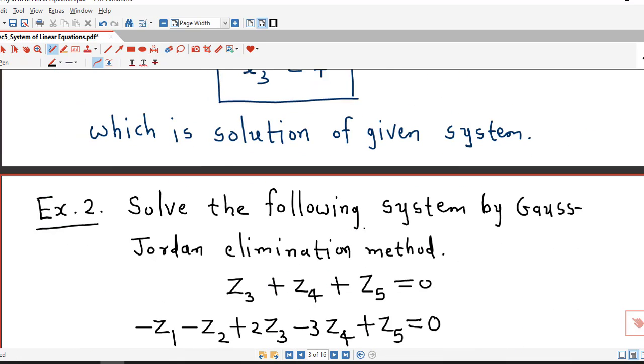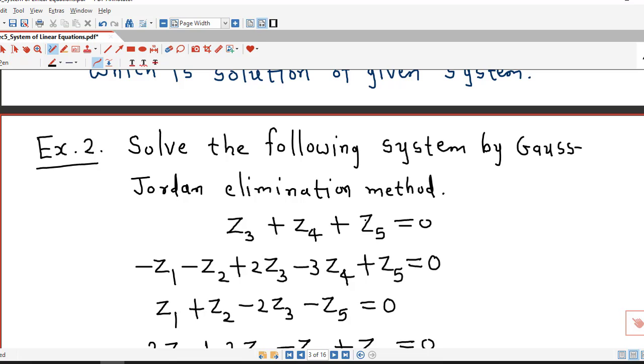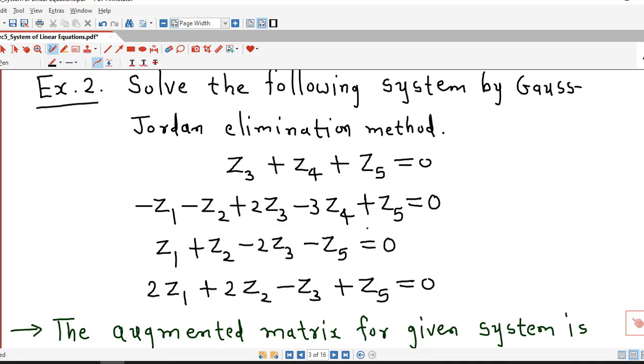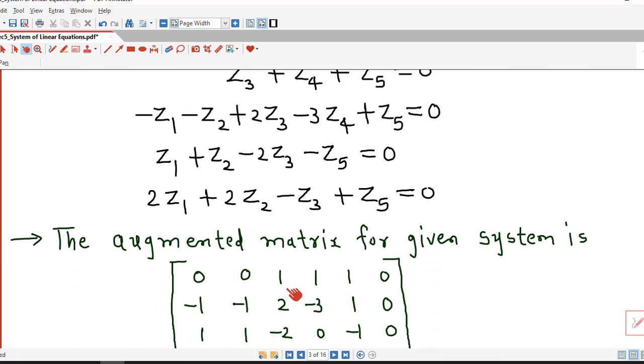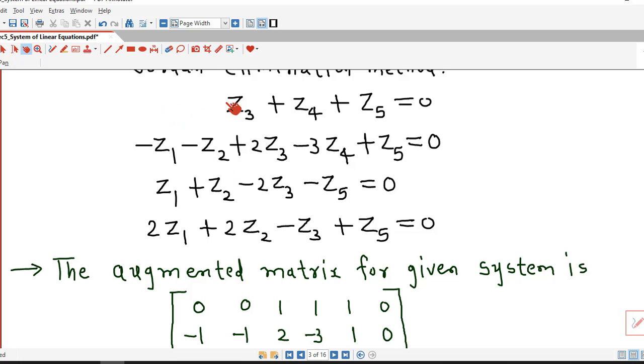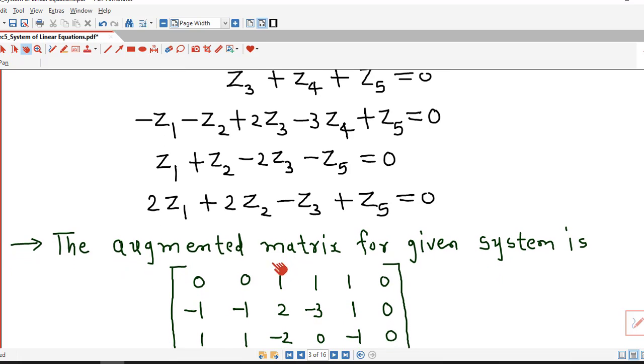We consider some more examples. We are given a system of 4 linear equations in Z1, Z2, Z3, Z4 and Z5, that is 5 variables. So as usual we have to write down the augmented matrix for the given system. There is no Z1 in the first equation, so we write down 0. The coefficient of Z1 is 0 in the first equation.